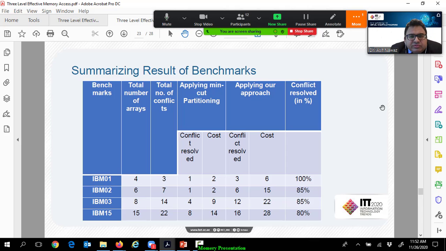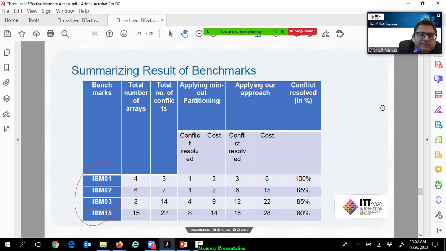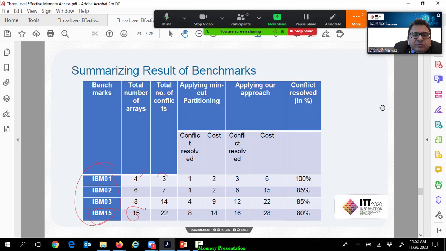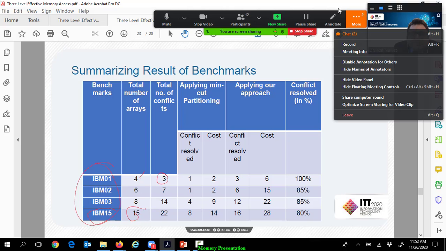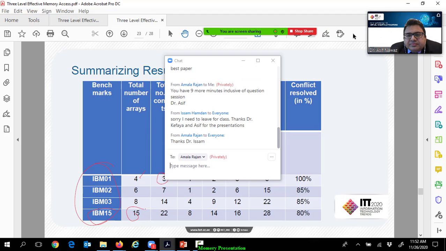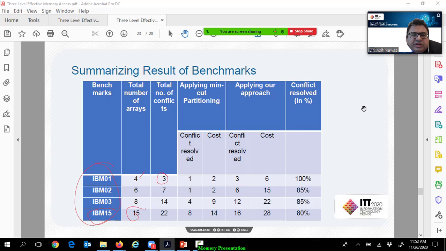So I'll just go to the results. So this is how we have done. We have certain benchmarks, the processors, and the total number of arrays. In this case, we did it 4, and since it's a bigger processor, we can do it 15. Total number of conflicts is 3. And if we do the min cut partitioning, one conflict is resolved and the cost is 2. If we use the R operator, 3 conflicts are resolved and the cost is 6.